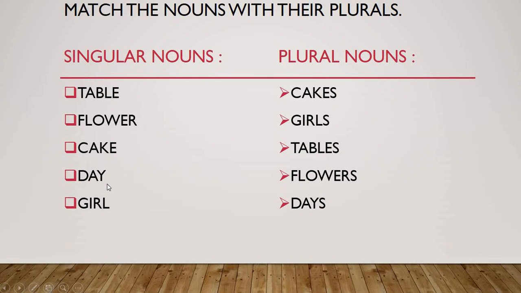Similarly, day. If you are talking only about one day, you say, oh, it is a boring day. But during the lockdown, all the days were boring for you. So you say that the lockdown were the boring days for me. So it is days. Correct? So day you can match with days. Now the last option, girl, and here also one option is left, girls. If there is one girl in the class, you say there is one girl. If the class is full of girls, you say there are 50 girls in the class, so girls will be the plural form.